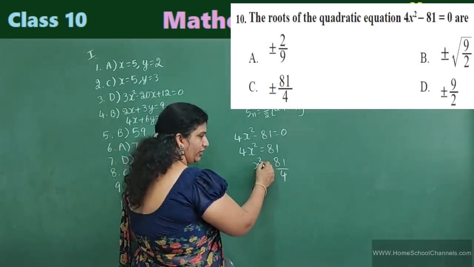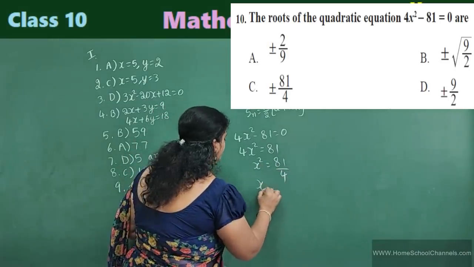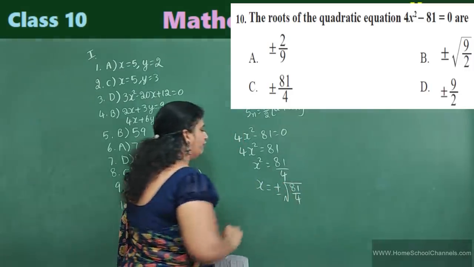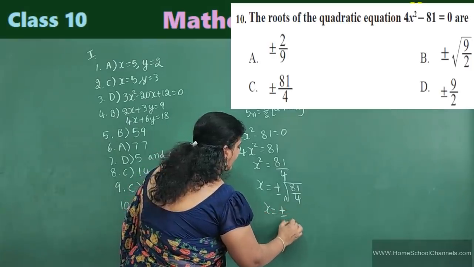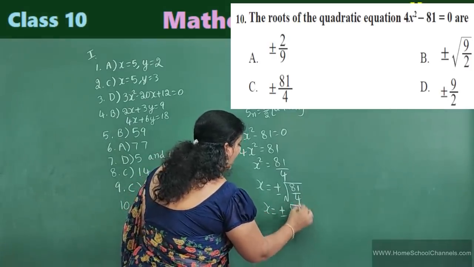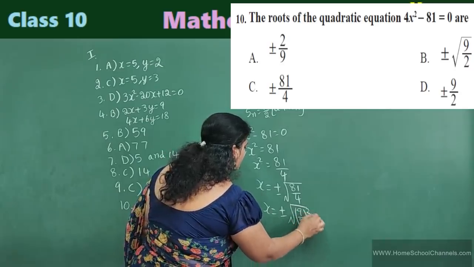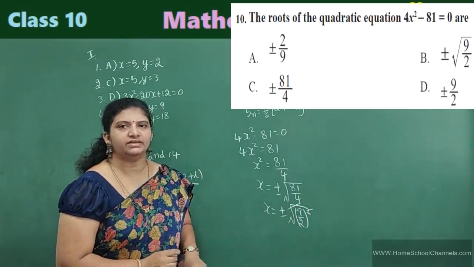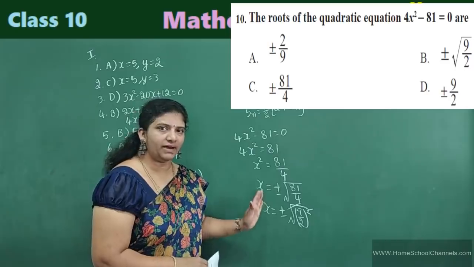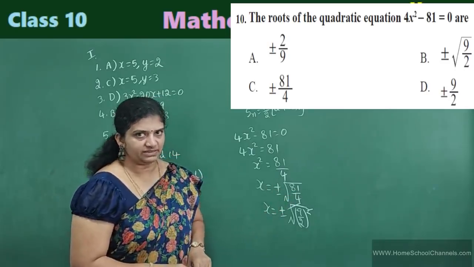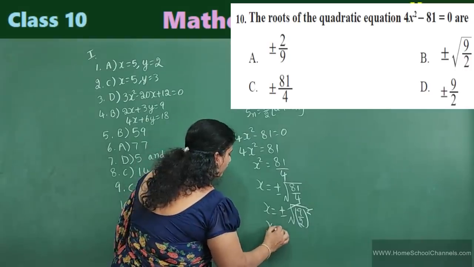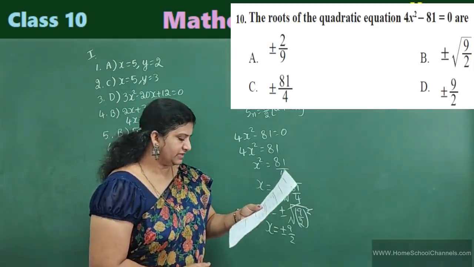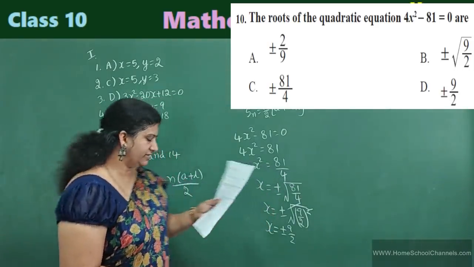x square, in order to remove the square, apply square root. x is equal to plus or minus square root of 81 by 4. This 81, I can rewrite as 9 square and 4 as 2 square, so 9 by 2 whole square. Square and square root will be cancelled. In quadratic equations, when we are applying square root, plus or minus is compulsory. Therefore, finally, what are the roots of the given quadratic equation? Plus or minus 9 by 2. See the options here. Option D, plus or minus 9 by 2.